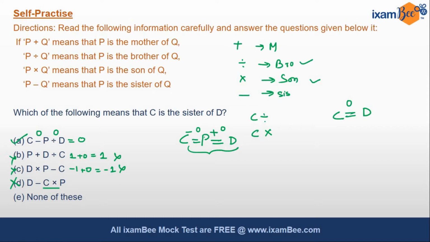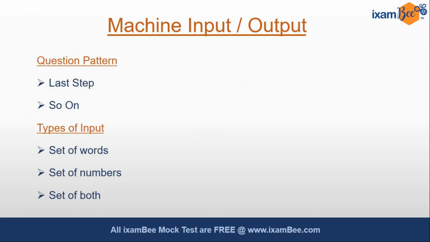Now friends, in this part of the video further we'll discuss machine input output topics and some questions related to that topic. So let's get started. In machine input output, there are two patterns of the question. First is the last step. Some sequence would be given and it would be told to you that the sixth step is the last step. So here we know which is our last step, where to stop.